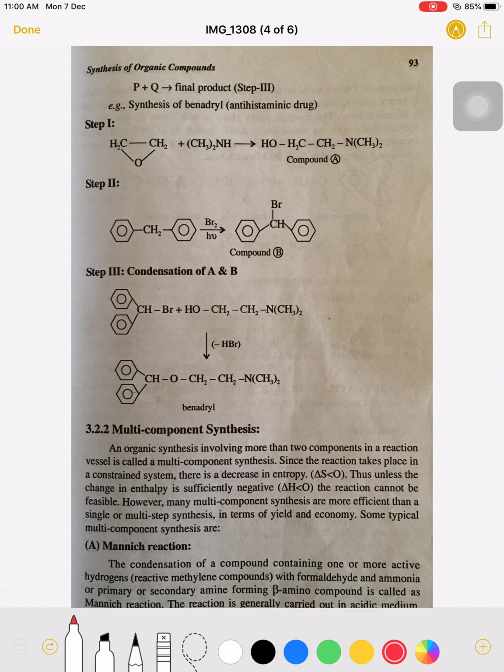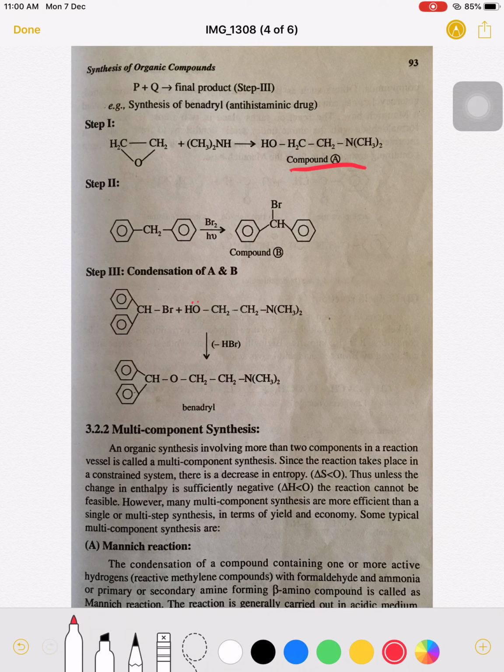Now see here, the lone pair on the oxygen attacks this carbon and bromine is removed, and this H and Br are removed as HBr, and now the whole group, PhCHCH3 and oxygen, is attached to that carbon. So this is nothing but the Benadryl.